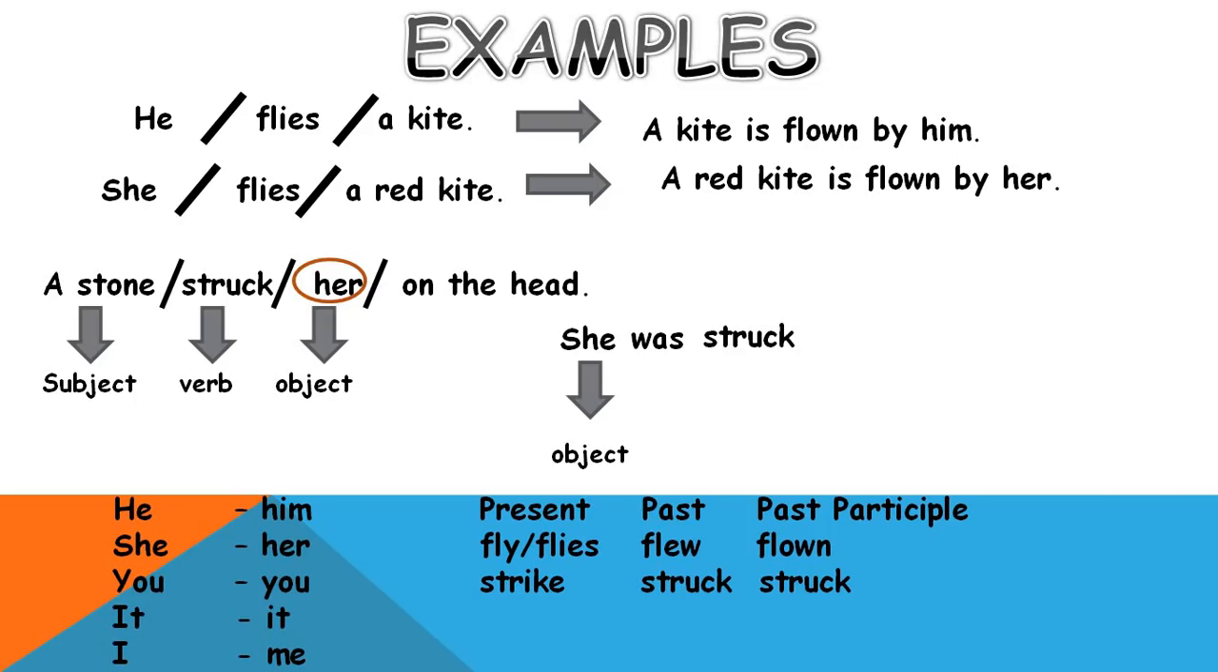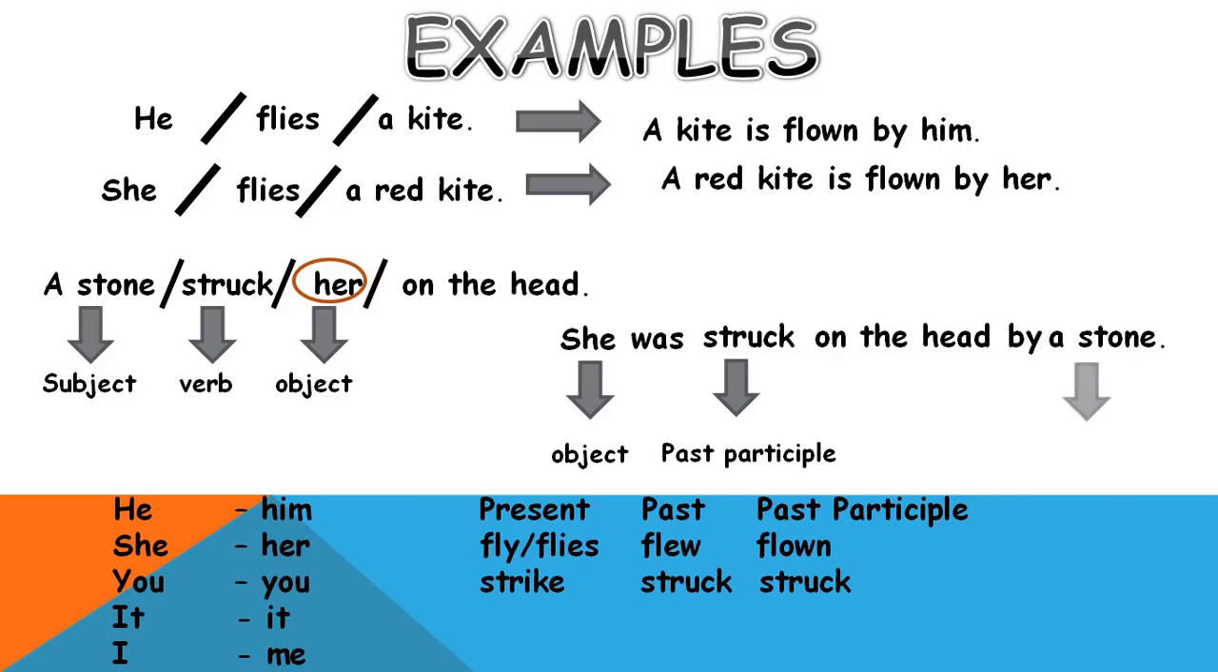Past participle of "struck" is "struck" on the head. You might be wondering what to do with "on the head". So there you go: "by a stone". So did you see the structure? That is, you wrote the object first, then the verb, and the subject came at the end. Whatever was left, we managed it somehow in between. Alright. So moving on.